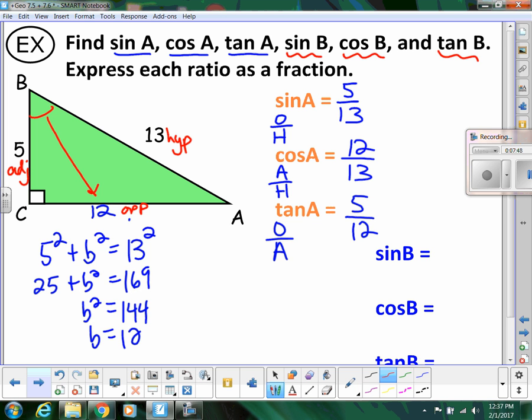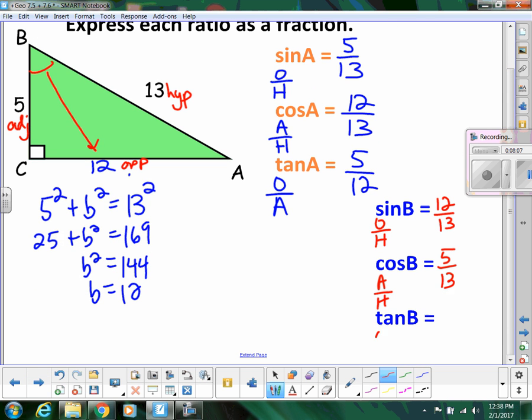All right, so for sine of B, sine is opposite over hypotenuse, so that will be 12/13. Cosine, that's adjacent over hypotenuse, that will be 5/13. And then tangent is TOA, opposite over adjacent, so that will be 12/5. So notice that the ratios are different because we have a different angle, and that makes sense, right? You change the angle, the ratios are also going to change. All right, so let's move on.